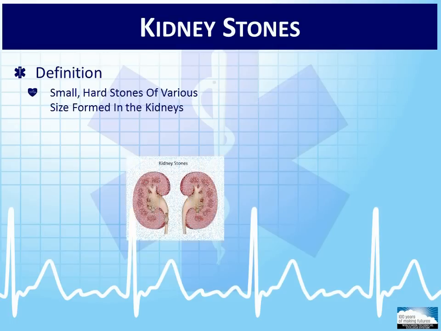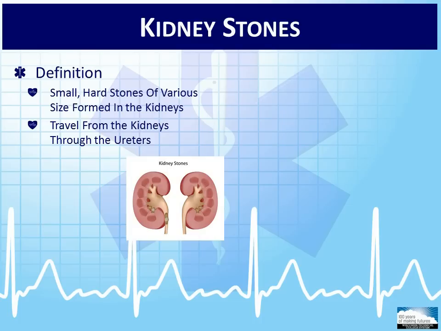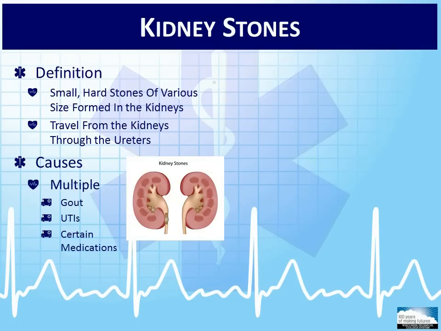Kidney stones are small, hard stones of various size that form in the kidneys and travel from the kidneys through the ureters into the bladder to be expelled through urination. There are multiple causes of kidney stones, such as gout, urinary tract infections, certain medications, or an excess of calcium and other substances that combine and crystallize.